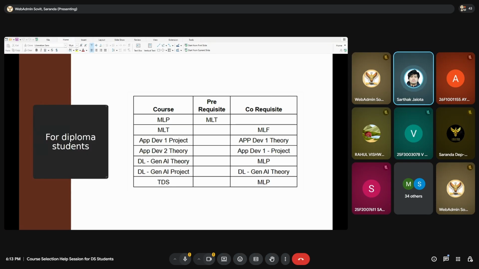For all projects, you must take the theory in the same term as the project, or you must have completed the theory in an earlier term. Okay. Any doubts here, guys, for prerequisite and co-requisites? Okay, so let's move on to the path now.